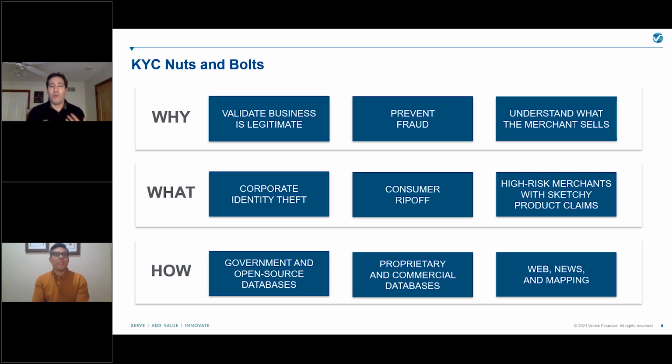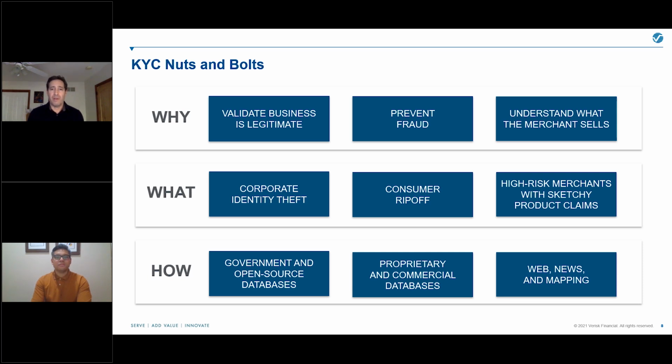So the why should you do KYC is you want to understand that you're not bringing a bad actor into the payments ecosystem. So you want to make sure that the business is legitimate. You want to look for signs of fraud. And you certainly want to understand what that merchant is selling, because every acquirer has different criteria about the types of business they want to have in their portfolio and what they want to keep out. So that is the why.